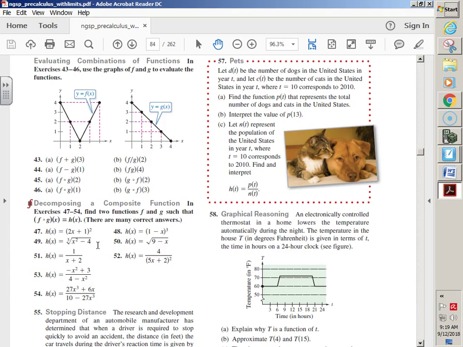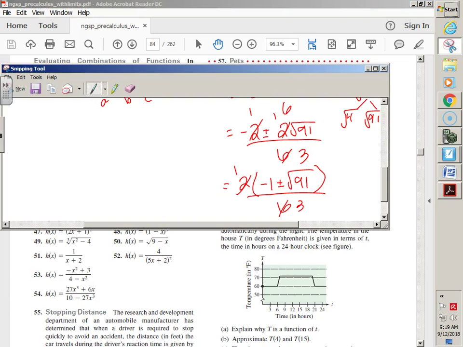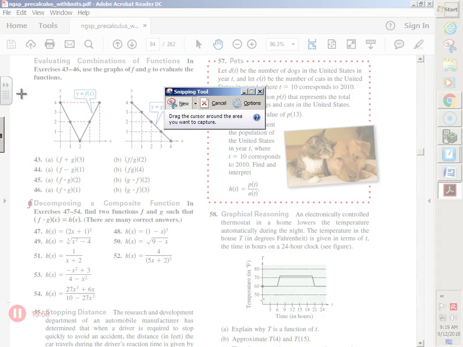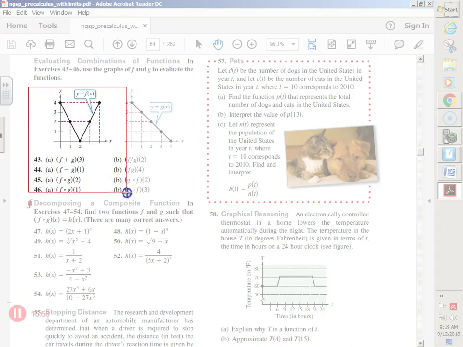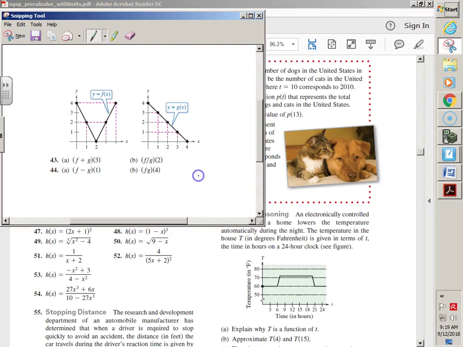44. They gave us a graph. And Kathleen, you said A specifically? Or just 44 in general? Okay. They give us f and they give us g.